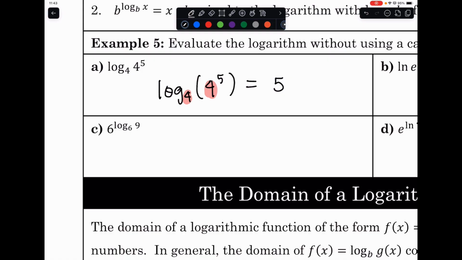Here we have a power where 6 is the base. Our exponent is log base 6 of the value of 9. It quote unquote cancels and reduces out, and the only thing that's going to be left is the value of 9.